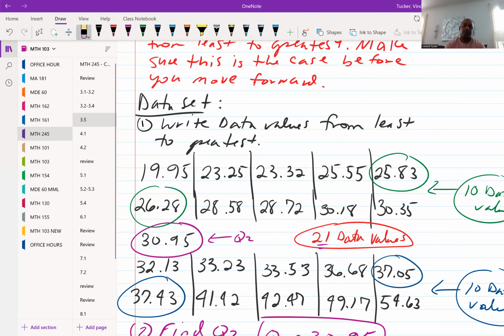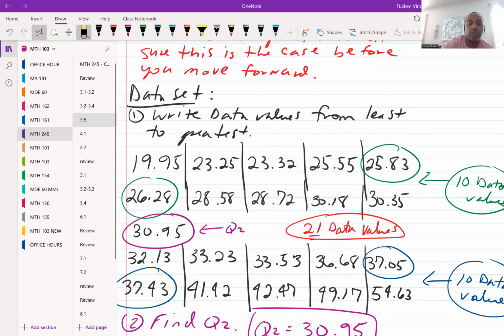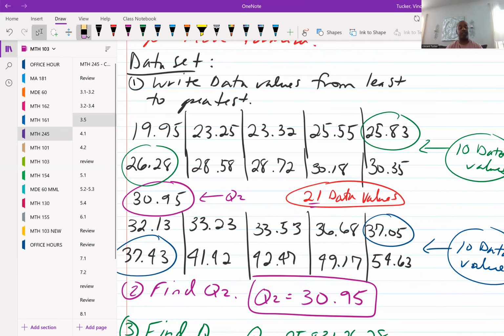So if I have 21 data values altogether, that means 10 data values are my first half of data, 10 data values are my second half of data, and I have a middle number. Remember, the first goal is to find your Q2, which is the median of your whole set of data. In this case, we didn't have to calculate it because we had an odd number of data values, and 30.95 is in the middle.